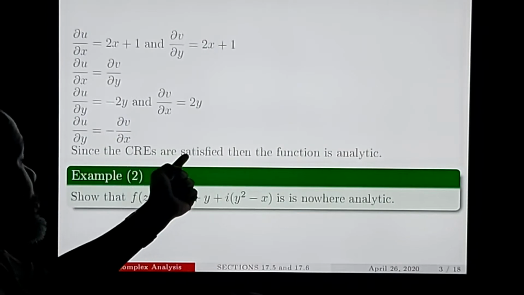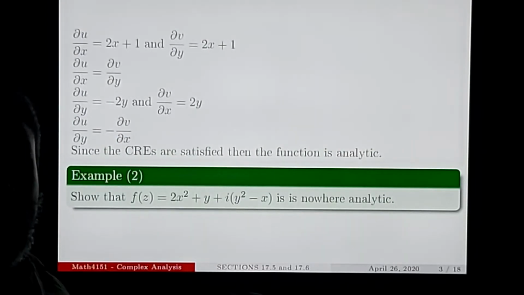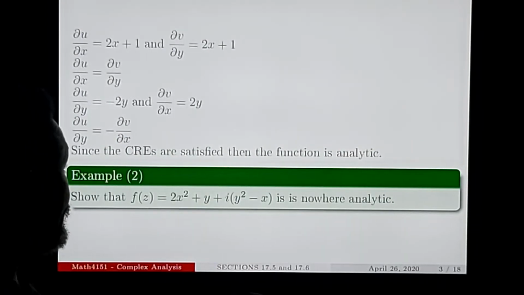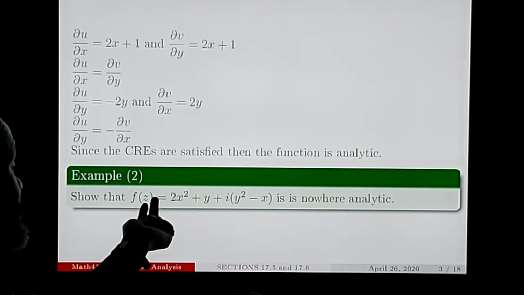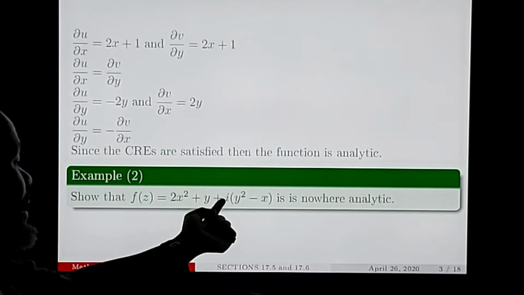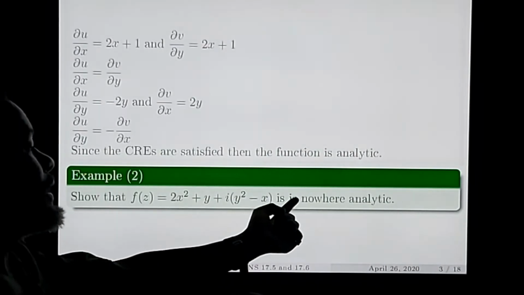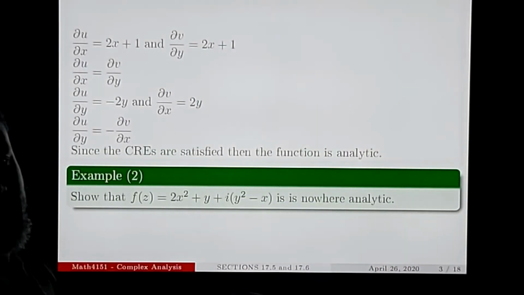Since the Cauchy-Riemann equations are satisfied, the function is analytic for all z, and therefore it's entire. Example number 2: show that f of z equals 2x squared plus y squared minus x is nowhere analytic. In other words, the Cauchy-Riemann equations will not be satisfied, and anyway, something happens.